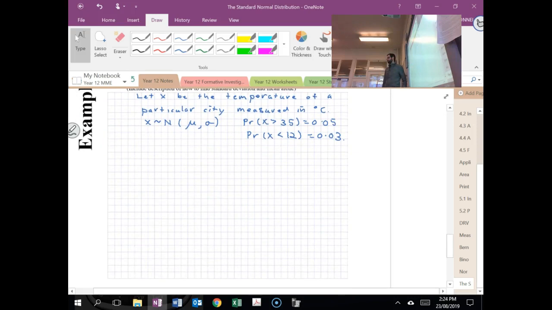So, what do we do? Well, we start by finding the Z values corresponding to 35 and 12. How do we do that? Well, we set up and we say that the probability that Z is greater than K1 is equal to 0.05. So then how do we find K1? What's going to give us K1 if we know a proportion or a probability but don't know the value? What do we use if we know a proportion but don't know the value? Yep, it's the inverse normal function. So let's go to our calculators.